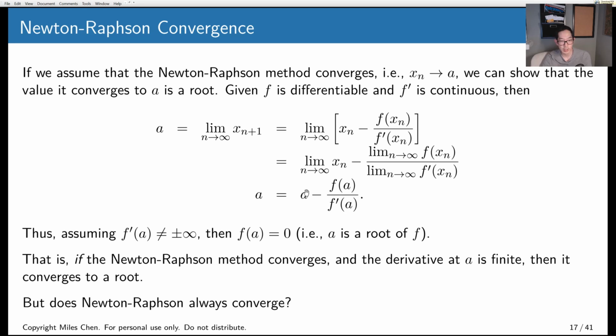So assuming that f prime isn't plus or minus infinity or something like that, and f of a is indeed a root, we're going to see that a is equal to a minus this part, which is going to be zero, okay? Is going to be zero. So if the Newton-Raphson method does converge and the derivative at a is finite, then indeed it converges to a root, okay? Does it always converge, though?